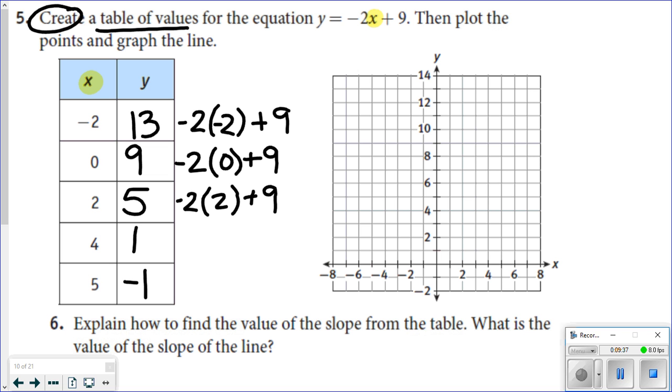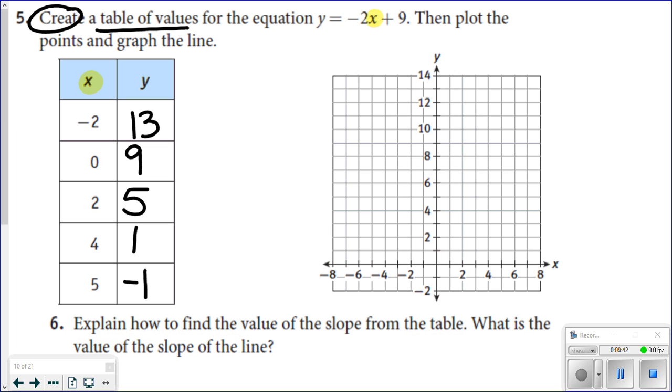Okay, so I filled in my table, and then when I plot these on my graph, my ordered pair would be (-2, 13). And my x values come first, so I have to go left and right, in and out of my elevator first before I can go up and down. So left to -2, up to 13, (0, 9), (2, 5), (4, 1), (5, -1).